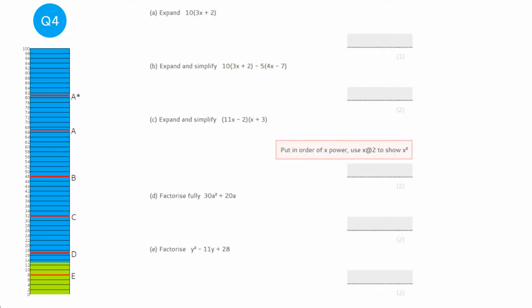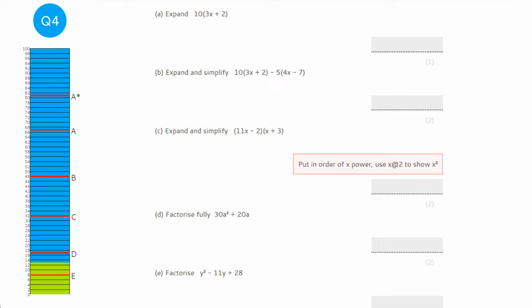Otherwise, let's get started. So I'm just going to zoom in on this so we can see it a little bit clearer. The first one says expand. That means get rid of the brackets. Now I always do this with smiles and rainbows. You might have a different method. The smile tells us that we want to do 10 times the 3x. The rainbow tells us we've got to do 10 times the positive 2.